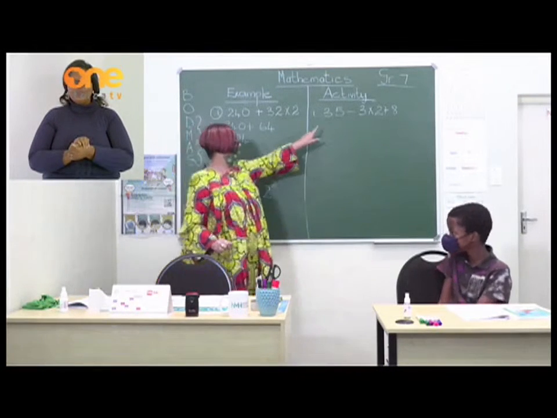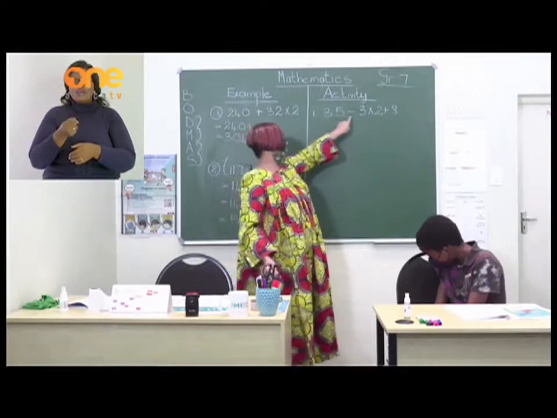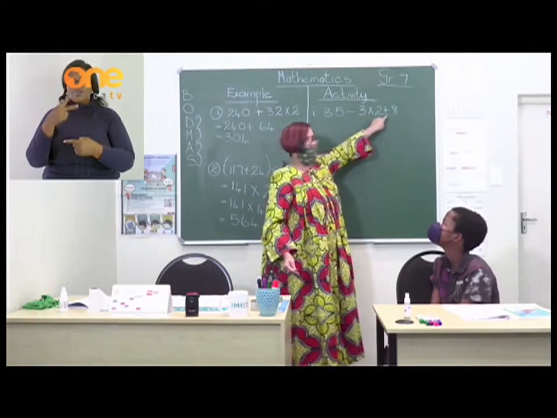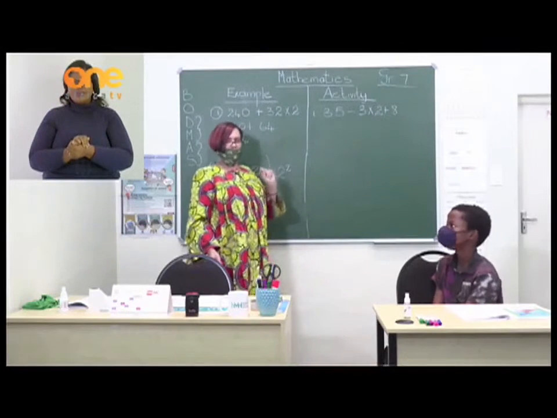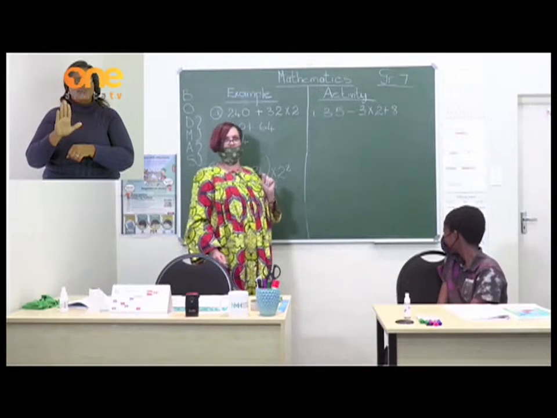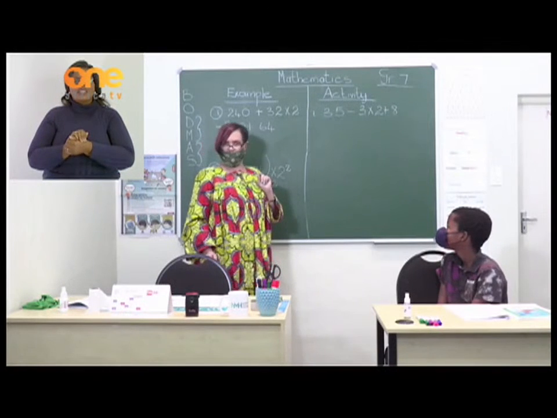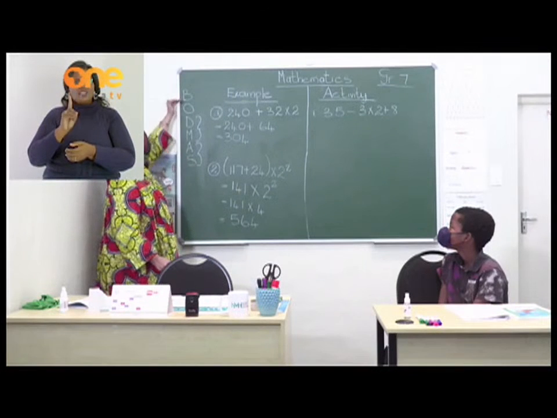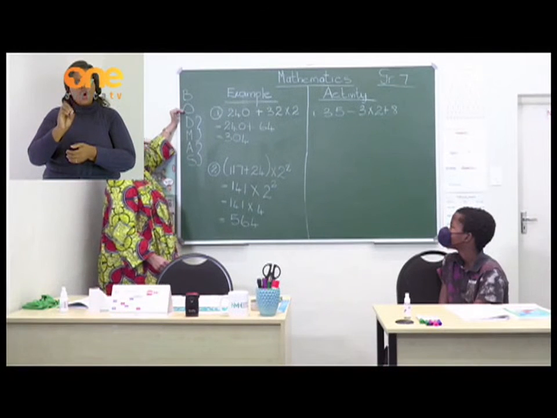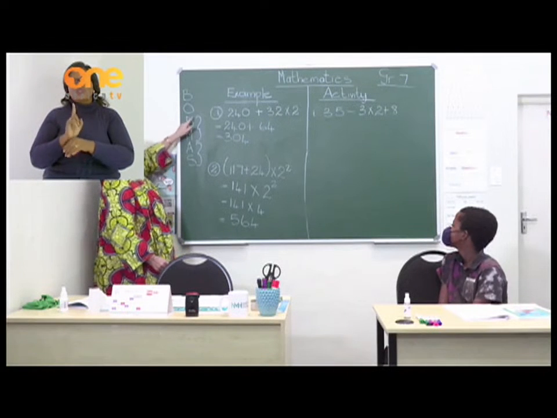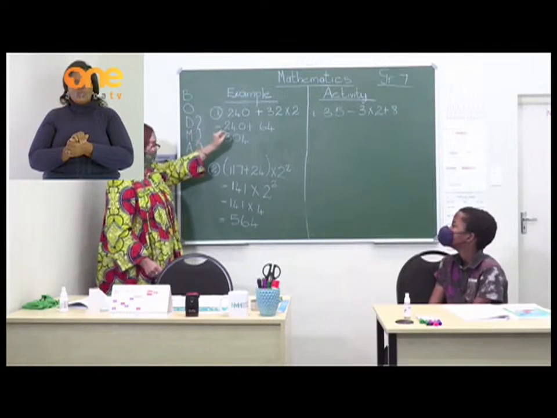In our sum, 35 minus 3 times 2 plus 8. Which operation do you think? Or not even think, know now. Which operation will we do first? According to BODMAS, again: brackets, of or order or exponent, division, multiplication from left to right.